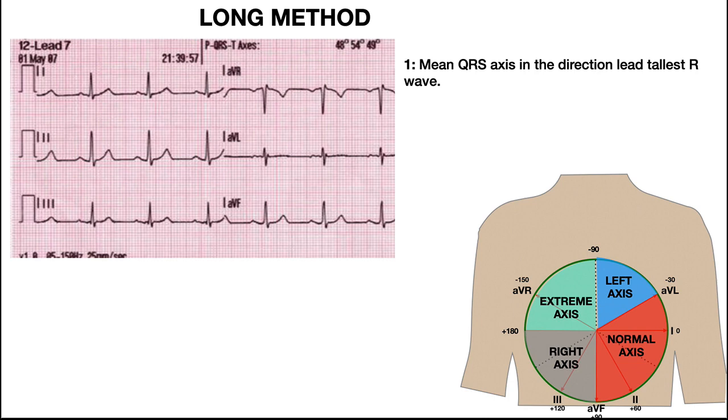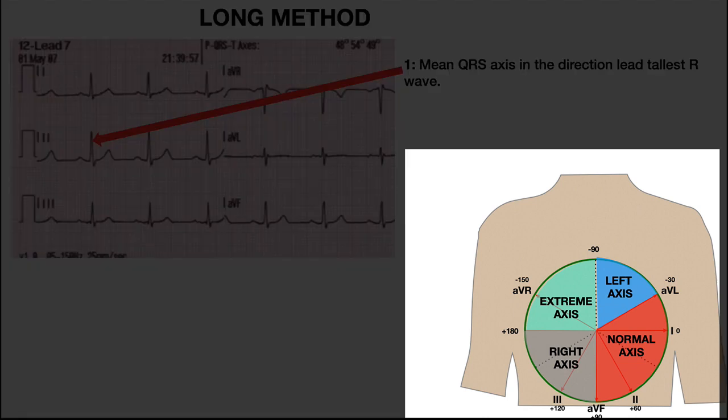There are certain rules that we need to apply, and when we apply them along with our knowledge of the chart, we'll be able to assess the QRS axis. So rule number 1, the mean QRS axis is in the direction of the lead with the tallest R wave. So if you look at your ECG, which is the lead with the tallest R wave? You can see it's lead number 2. So applying this, we can derive that the mean QRS axis is in the direction of lead 2, and that's plus 60 degrees.